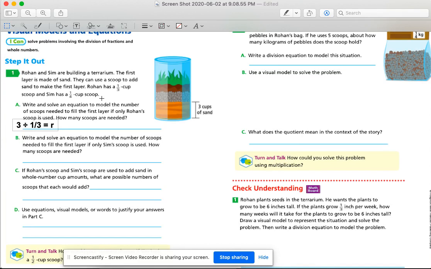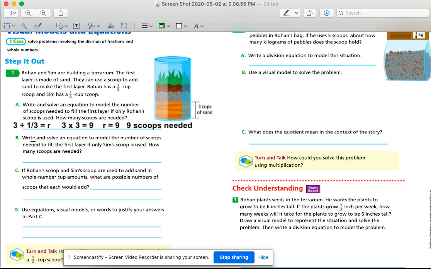So after that, I'm going to leave some space. I would keep my first 3 for the amount of sand that there is in the terrarium, change the sign to multiplication, and then flip my 1/3 to be 3/1, which is the same thing as just saying 3, and that would give me 9. So R equals 9, and the 9 refers to 9 scoops needed.